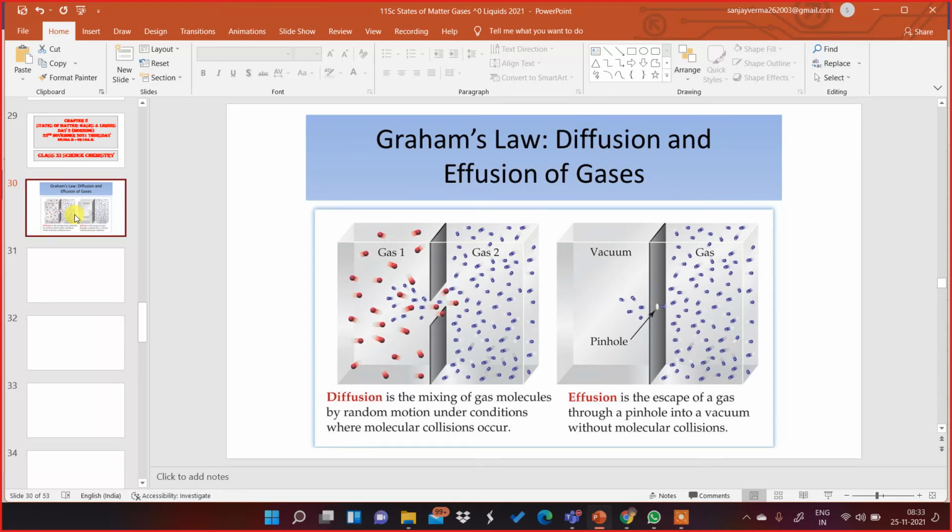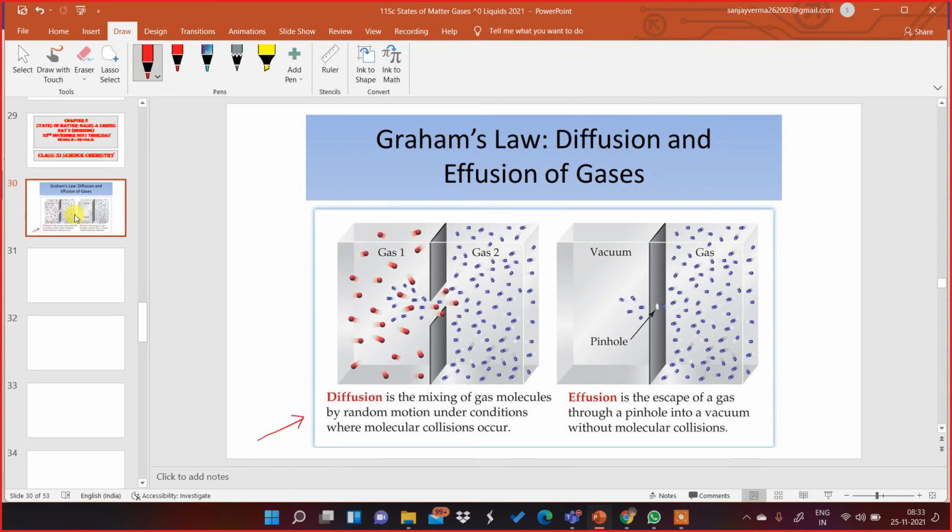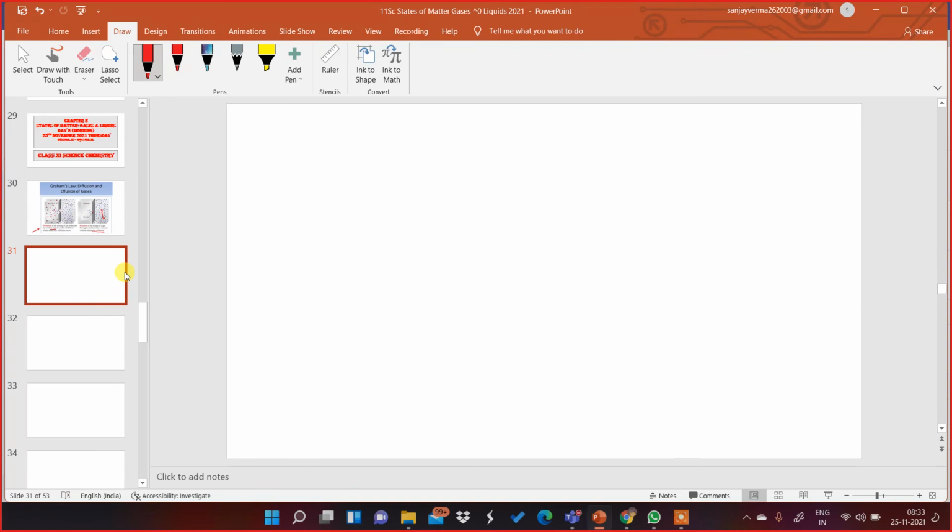Now, what is diffusion? Diffusion is the mixing of gas molecules by random motion under conditions where molecular collisions occur. Random, okay. Whereas effusion is the escape of a gas through a pinhole into a vacuum without molecular collisions. So these are two important words under Graham's law of diffusion and effusion of gases. Now, coming to the statement of Graham's law.